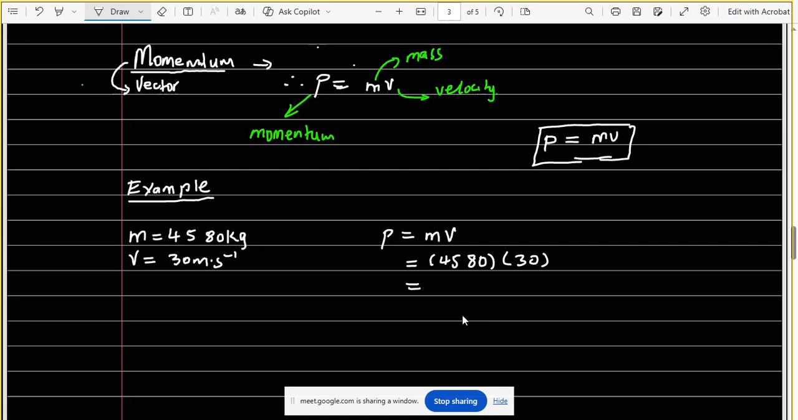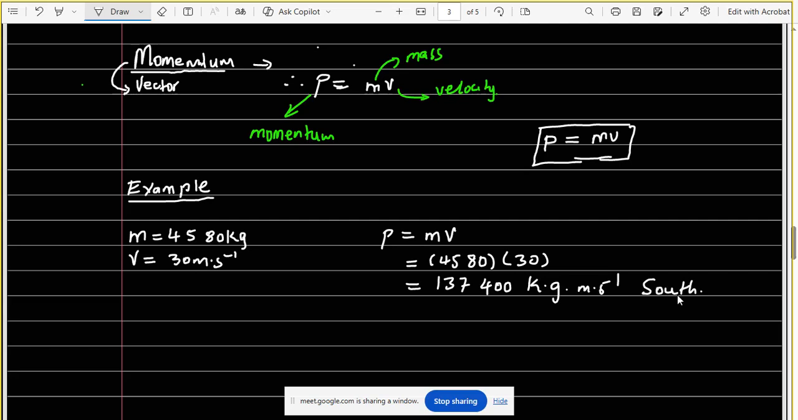Let me do that now. 4,580 times 30 gives 137,400 kg meters per second south. Remember, we said this truck is going south, so the direction of the momentum will be south. Why? Because the direction of the momentum is the same as the direction of the object's velocity.